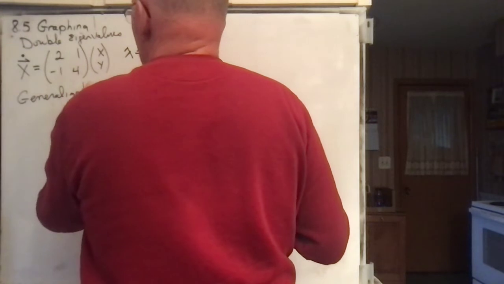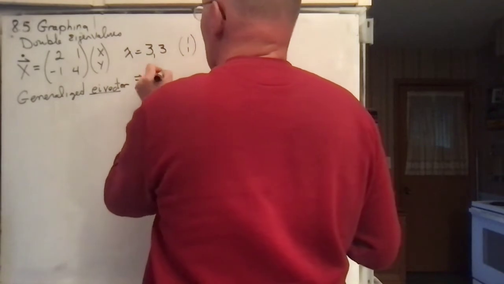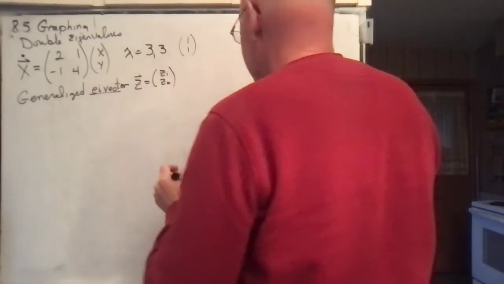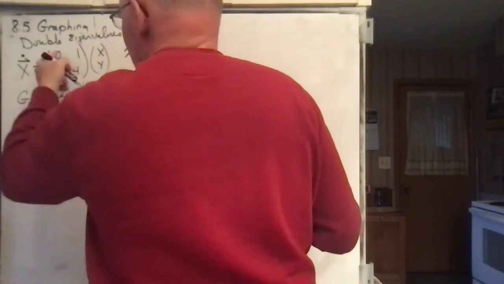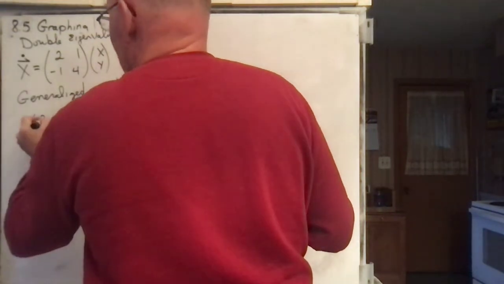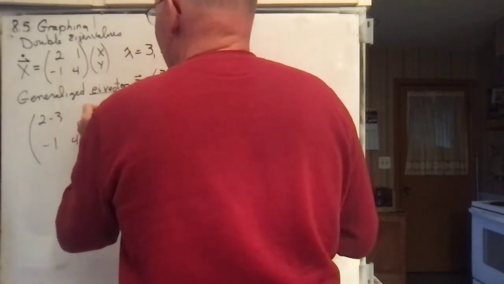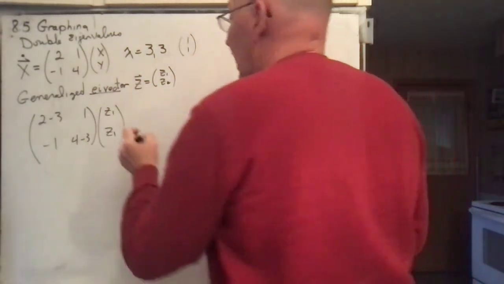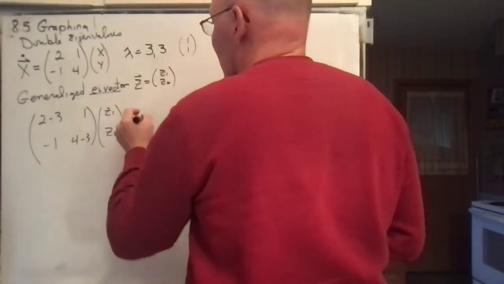Eigenvector. And the generalized eigenvector we're going to call z, which is z1, z2. What we do is we take this matrix and subtract the eigenvalue down the main diagonal. So it's 2 minus 3, 1, negative 1, 4 minus 3. Then we multiply that by the generalized eigenvector z1, z2, and we don't set it equal to 0, but we set it equal to the eigenvector.